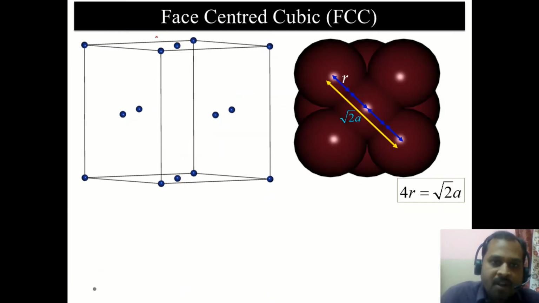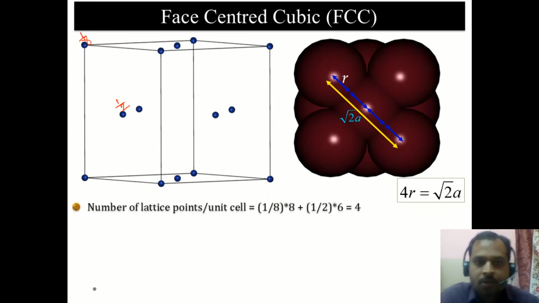So now how many lattice points are there per unit cell here? There are 8 lattice points at the 8 corners. Each will contribute 1 by 8, and there are 6 faces, and the contribution by each face is half. So half into 6, it is 3. So 3 plus 1 is 4. So the total number of lattice points per unit cell is 4. So practically there are 4 atoms per unit cell.